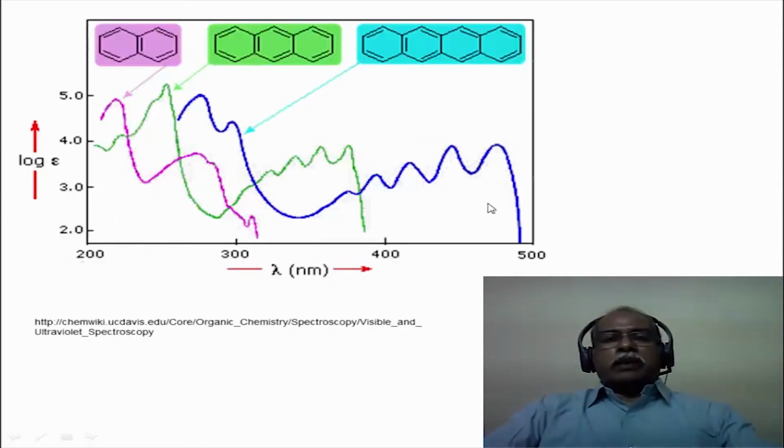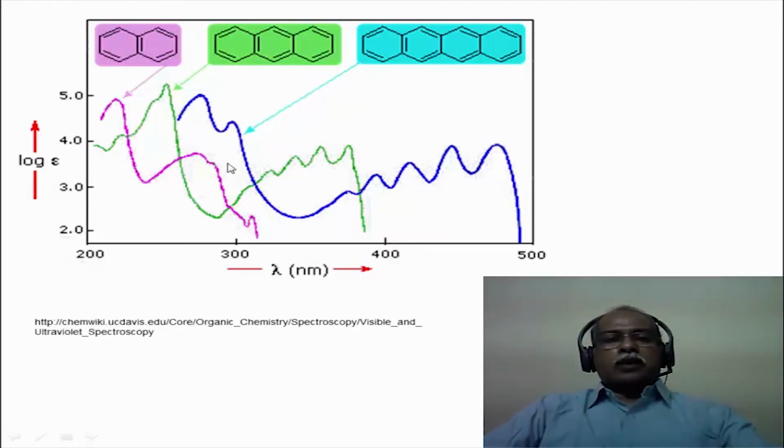Now, as we go from benzene to higher polycyclic aromatic ring systems, there is a progressive shift of the pi to pi star transition in the aromatic system because of the extended conjugation that is present here. The spectra shown here correspond to naphthalene, which is in violet color. The green color is the anthracene spectrum, and the blue color corresponds to the tetracene spectrum. You can see here the longest wavelength pi to pi star transition, all of them show vibrational fine structure.